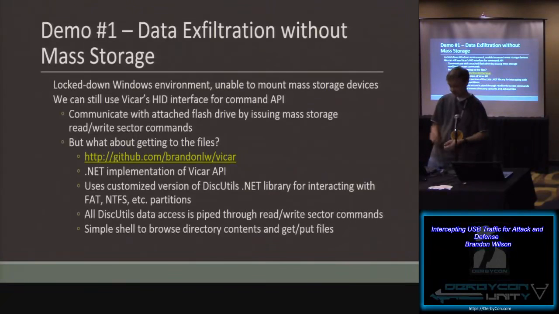Then that's where the .NET DiscUtils library comes in. That library has support for reading and manipulating disk images in a lot of different formats, including FAT32 and NTFS, which is what you're most likely to see on a flash drive. So by creating a .NET implementation of that Vicar API and combining it with the DiscUtils library, we can put together a simple shell for browsing directory contents and reading files from or writing files to a USB flash drive without the ability to actually use a flash drive. And so I will try to show that to you.